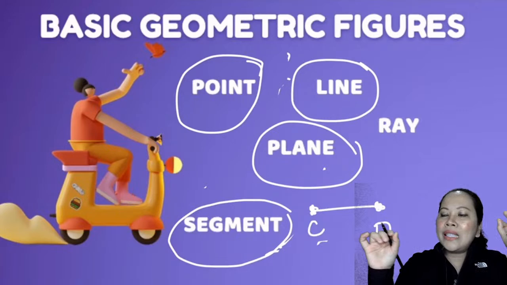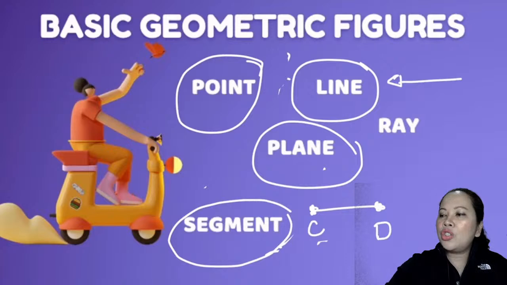So if a line is represented by two arrows, let's say A and B, when you write this down, that's AB with an arrow on top.